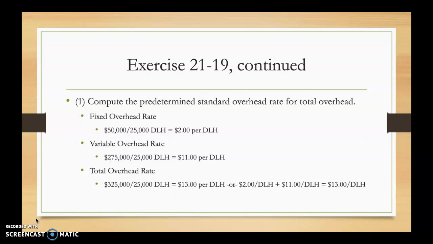Or another way of calculating this is taking those two rates we found and adding them together. So the $2 per direct labor hour of fixed overhead rate plus the $11 per direct labor hour variable overhead rate to give us 13. And this 325 here is the summation of $275,000 in variable costs and $50,000 in fixed costs.